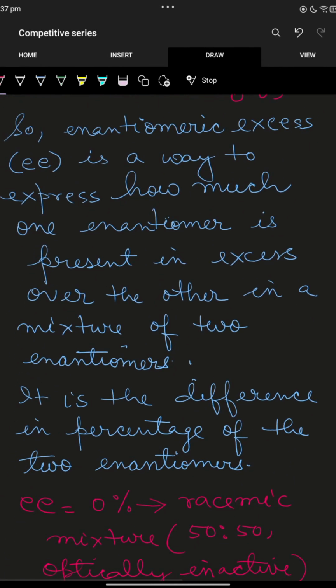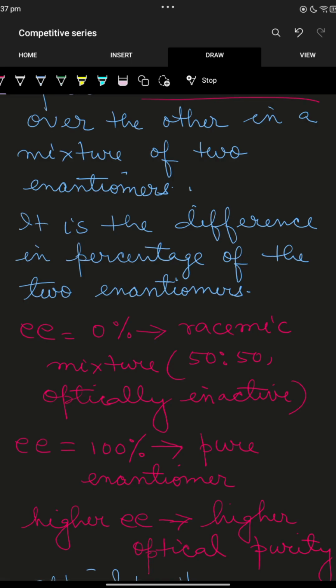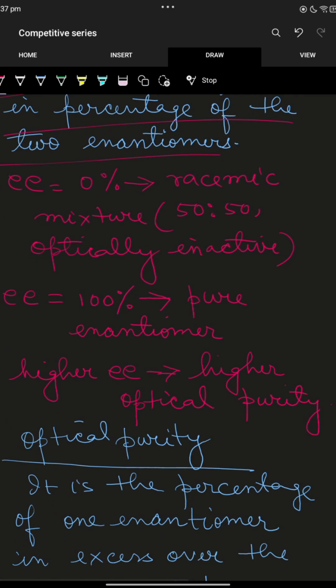Now here I have given just the summary. What is the enantiomeric excess? It is a way to express how much one enantiomer is present in excess over the other in a mixture of the two enantiomers. In a very simple manner, it is the difference in percentage of the two enantiomers. So if I say the enantiomeric excess is 0%, that means no difference is there. It is in equal amount, 50:50. So it forms a racemic mixture, and such a mixture with an enantiomeric excess value of 0% will be optically inactive.